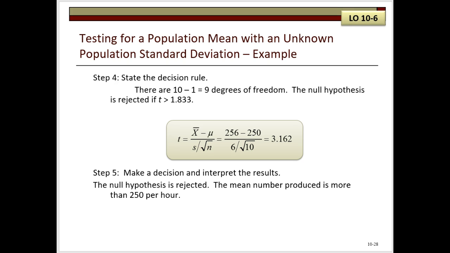Next, we apply the formula for computing the t-statistic. Using the information on sample mean, the population mean, the sample standard deviation, and sample size as stated in the problem, we obtain a computed statistic of 3.162. The computed statistic is greater than the critical statistic. In other words, the computed statistic lies in the reject the null hypothesis region. We will therefore conclude to reject the null hypothesis. This means that the average number of units produced by the new machine, based on the data, is more than 250 per hour.